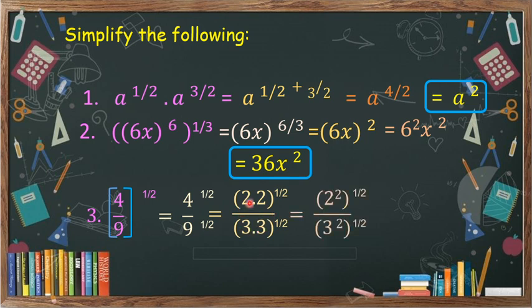The exponential form of 2 times 2 is 2 squared. 3 times 3, that is 3 squared. Then copy their exponent, which is 1/2. Then, applying the power of a power, 2 times 1/2, that is 2/2. Then copy 2 and 3. Then we can cancel the 2 and 2 because 2 divided by 2 is 1. So the final answer here is 2/3.